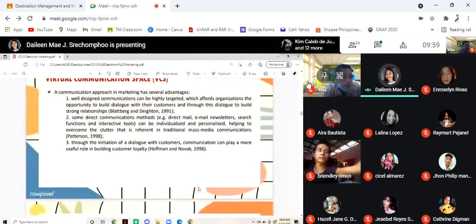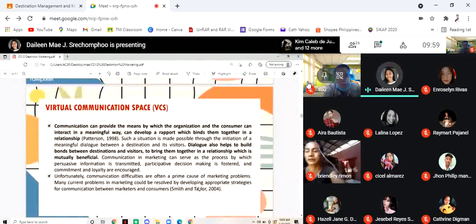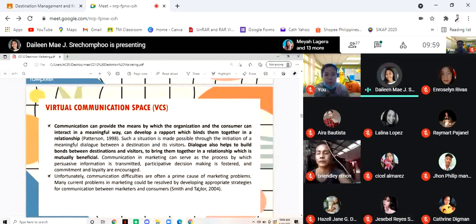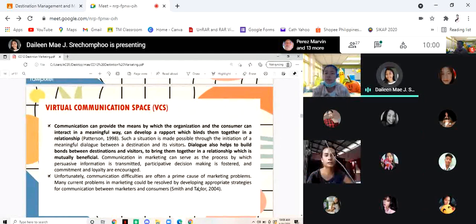kanilang customer. So, communication can provide the means by which the organization and consumer can interact in a meaningful way, which can develop a rapport which binds them together in a relationship. So, yun nga, pag may maayos na communication, nagkakaroon ng maayos din na relationship between the organization and the consumer. Dialogue also helps to build bond between destination and visitors to bring them together in a relationship which is mutually beneficial. Unfortunately, communication difficulties are often prime cause of marketing problems.